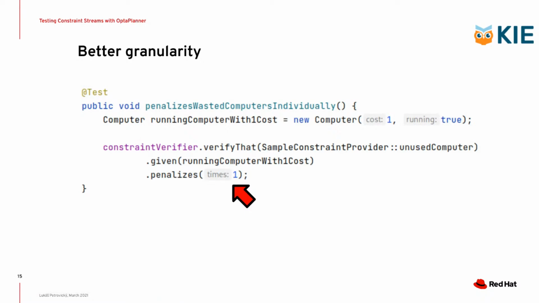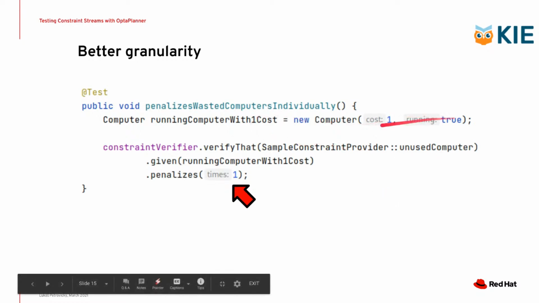So I mean, the penalizes call from before, it just checked whether something penalized. But it didn't give you the option of checking how many times it penalized or what was the score when penalizing. So that's what some of the next calls we're going to be talking about are for.